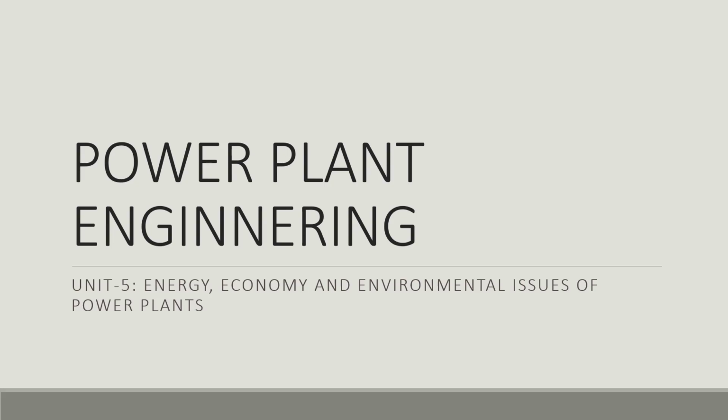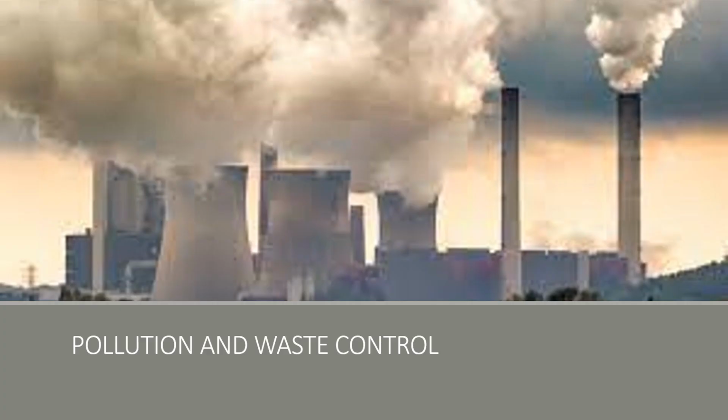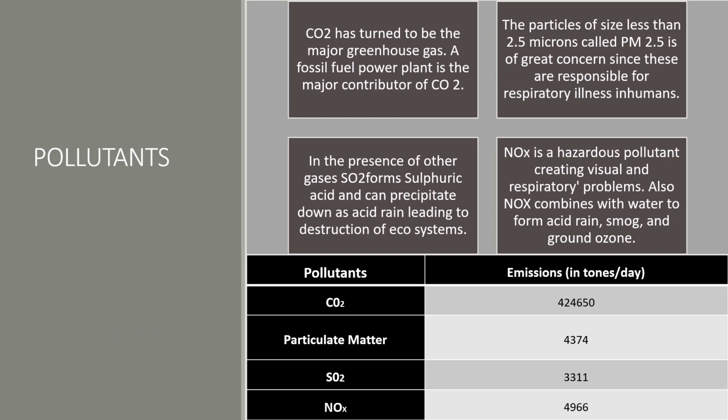Hello again. We were discussing power plant engineering, Unit 5, energy economy and environmental issues of power plants. Now we'll be discussing pollution and waste control. We have pollutants. Pollutants are basically of four main types: CO2, particulate matter, SO2, and NOx.